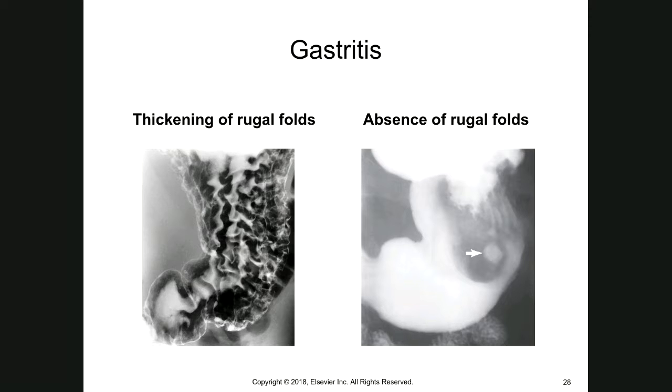And then what they're trying to show you in picture B, you see all these rugae over here, which are thickened. Over here you see some of the rugae, but then you've actually got no rugae in this section. So again, if there's no rugae, there's no room for expansion, which could cause pain or discomfort for the patient.